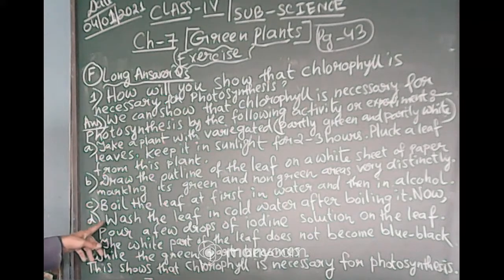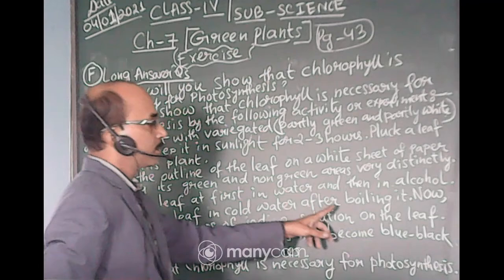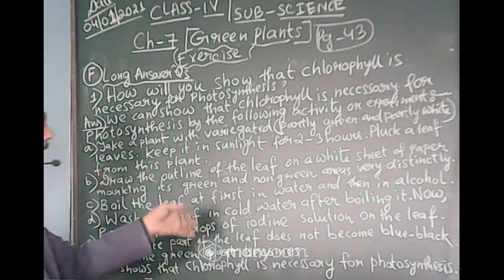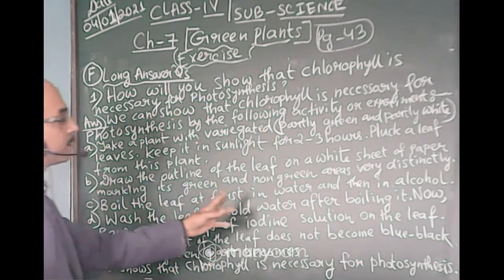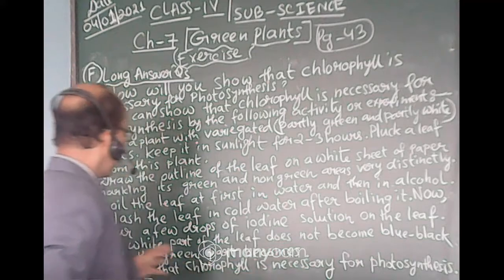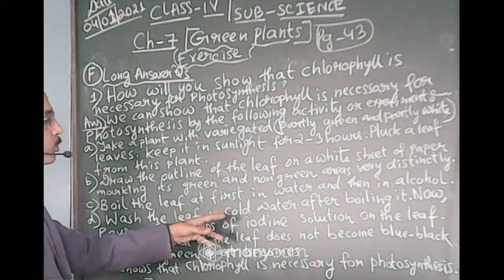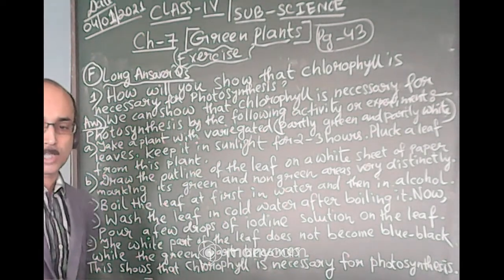Point number D, wash the leaf in cold water after boiling it. After boiling in water and then in alcohol, you have to wash the leaf in cold water. Now you have to pour a few drops of iodine solution on the leaf, after washing in cold water. Remember, after washing in cold water.